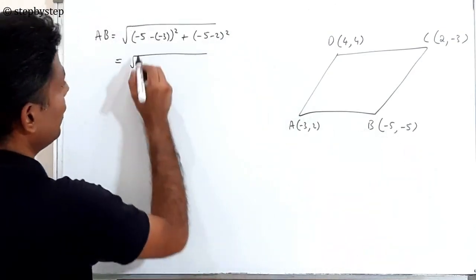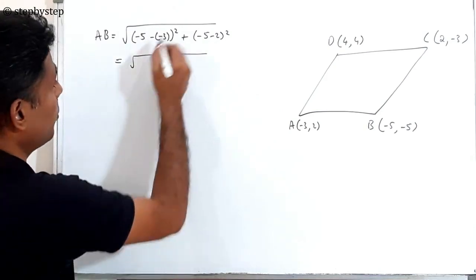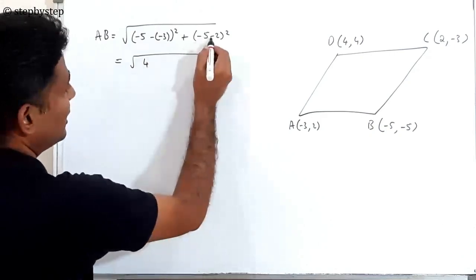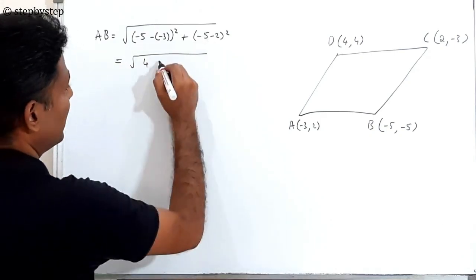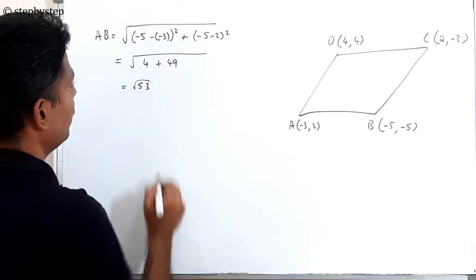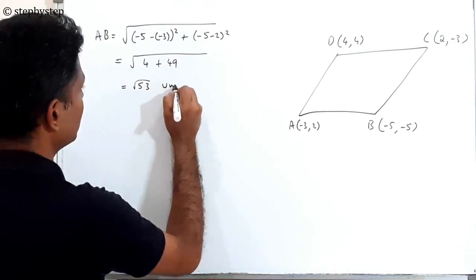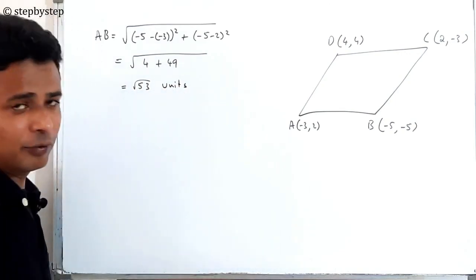So what do we get? Root of minus 5 plus 3, minus 2 square, 4. Minus 5 minus 2, minus 7 square, plus 49. So we get root 53 units. Right? We cannot simplify this further.